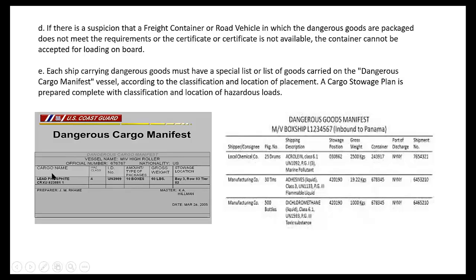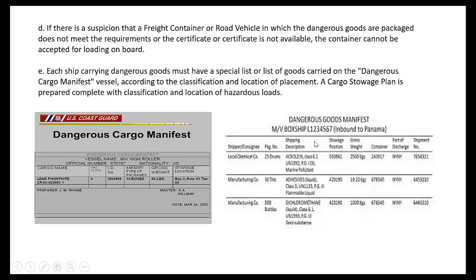It consists of the cargo name, the proper shipping name, the hazard class, UN or ID number, amount and type of packages or packaging, gross weight, and the stowage location. This is so that the location is Bay 3, Row 3, Tier 82. So this is actually still on the land, not on the ship yet. This is Bay 3, Row 3, Tier 82.